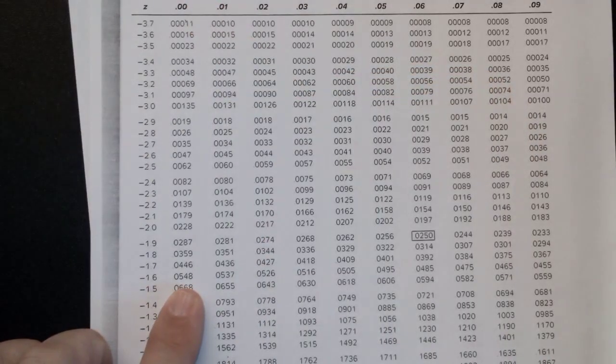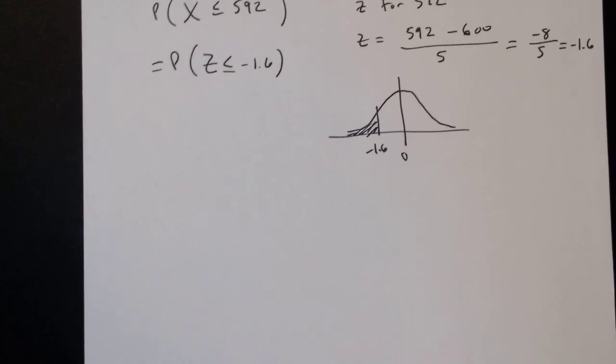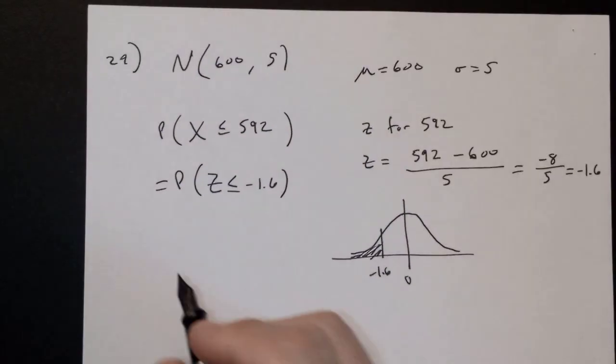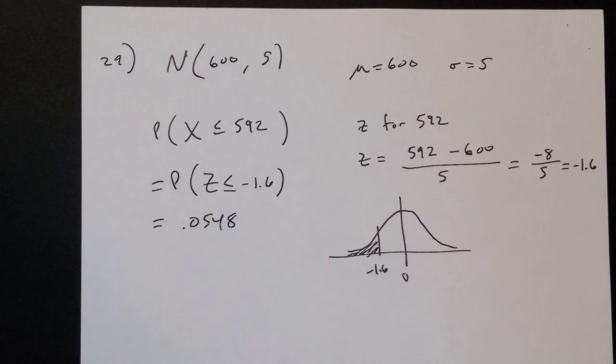And there's my chance. 0.0548 is this value. So there is a 5.48% chance that the bottle I pick up has a volume less than or equal to 592 milliliters.